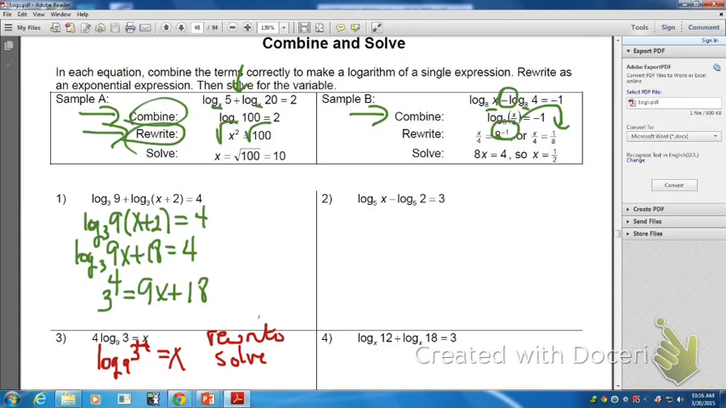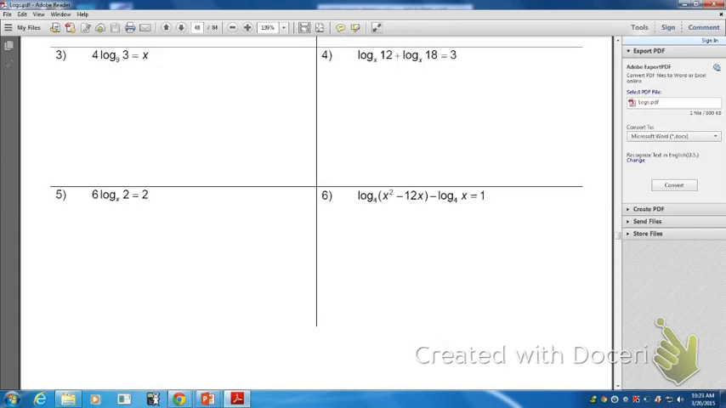Okay, I want to get you started on one more. Okay, number 6, which log property are you going to use? This one will be division. They have the same base of 4 and it is subtraction. So let's combine. So if we combine, we have log base 4 of the x squared minus the 12x divided by x equals 1.